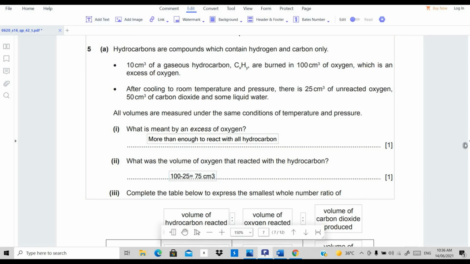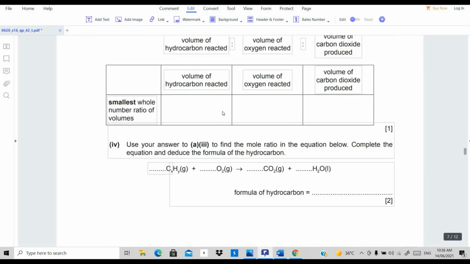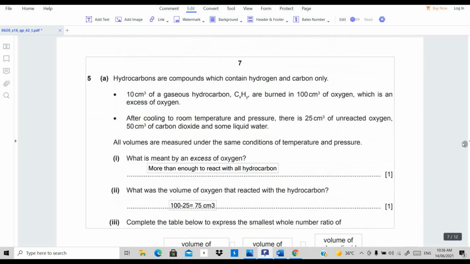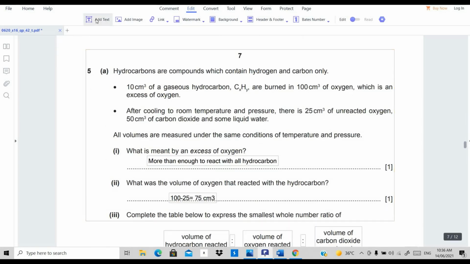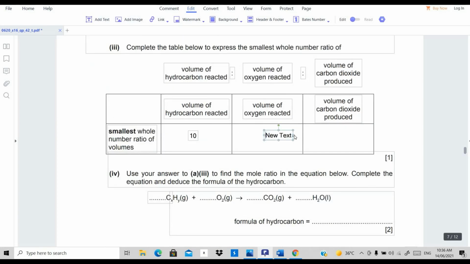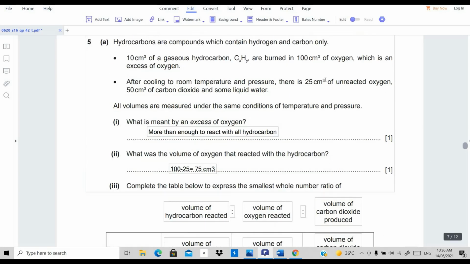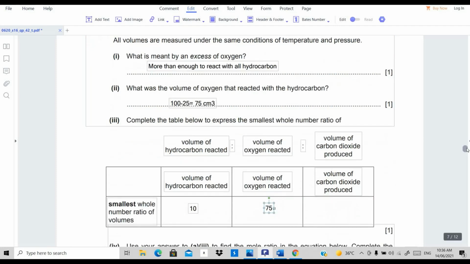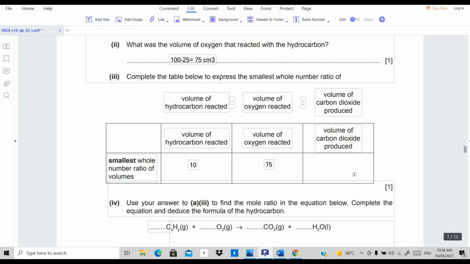Okay, let me just go down so I can show you how we'll write it. We just write 10 here because they're asking only for the volume, no moles required. 10 centimeter cube. And the volume of oxygen, we find it in the second part of the question, which was 75 centimeter cube, right? And the volume of carbon dioxide, they also give us in the second step: 50 centimeter cube. This was the volume of carbon dioxide.